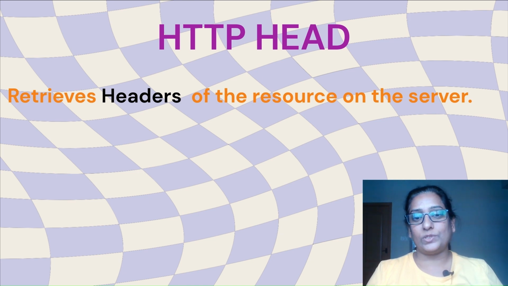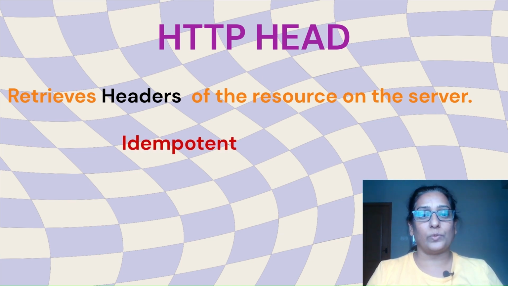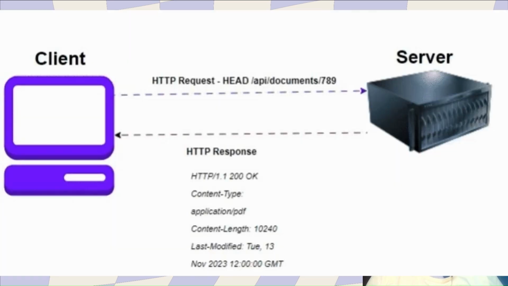The HTTP HEAD method is used to retrieve the headers of a resource without the actual response body. For example, consider the HTTP HEAD request to retrieve the headers of the document with ID 789. As the response will only have the headers information, the response from the server is typically minimal.